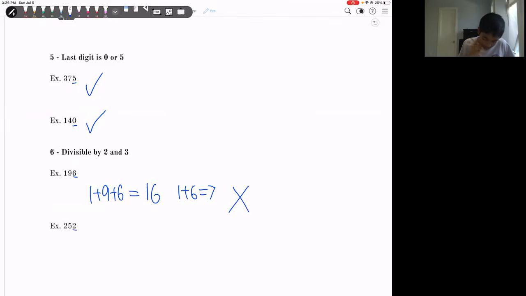Well, it's clearly even. So now let's check if it's divisible by 3. So 2 plus 5 plus 2 is equal to 9. And 9 is divisible by 3. And since it's divisible by both 2 and 3, it's divisible by 6 as well. Any questions on these two tricks here?